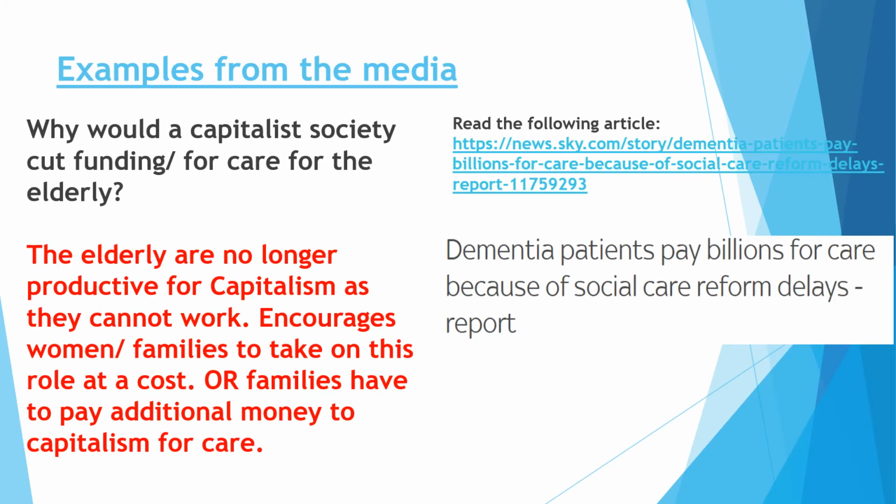And then just an example of capitalism in the media. So, why would a capitalist society cut funding? Because older people are not making any more money, they're not contributing to society, it's a cost to look after them. So examples like the dementia tax or a petition for patients to pay for their own care take the cost off the state, put it on the individual, put it on the family, and again, it contributes to capitalism because a lot of these companies are privately run.